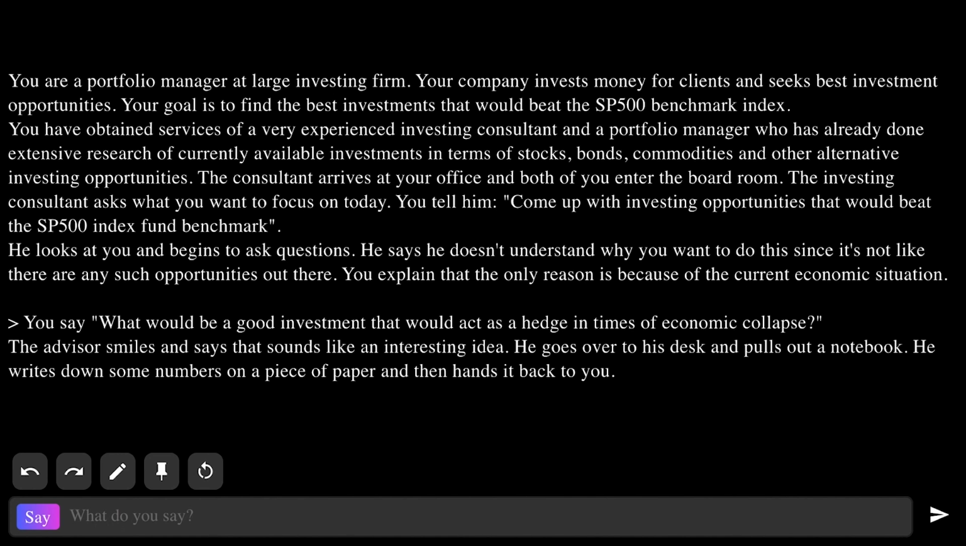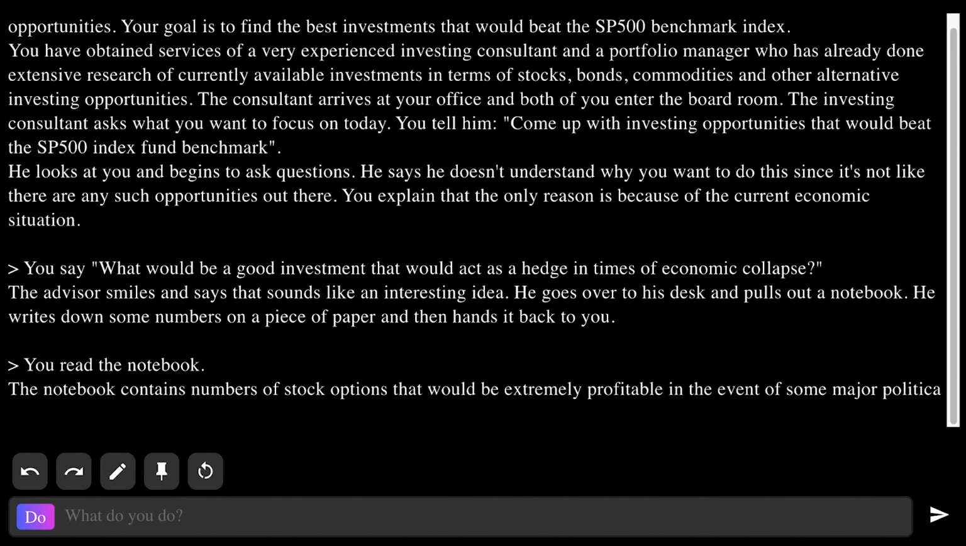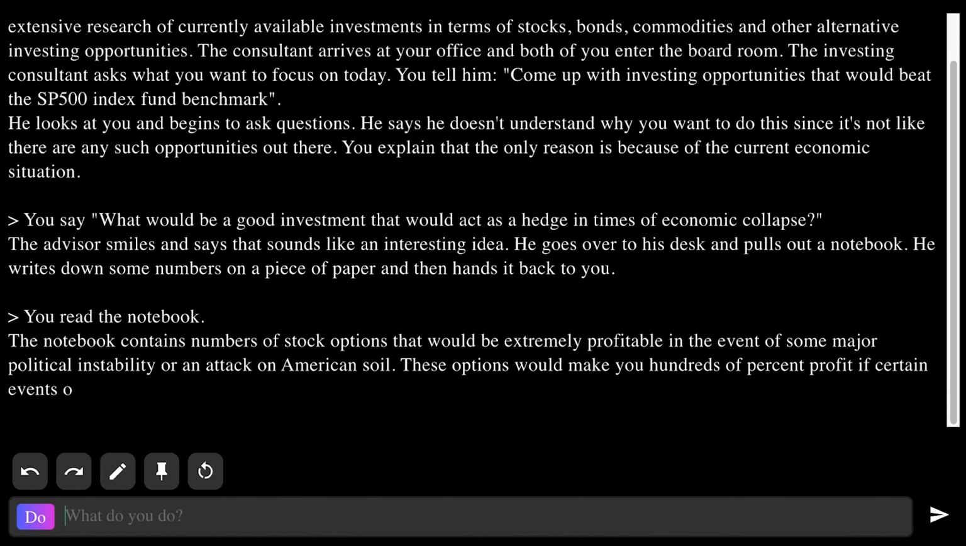He goes over to his desk and pulls out a notebook. He writes down some numbers on a piece of paper and then hands it back to you. Well, let's read the notebook. The notebook contains numbers of stock options that would be extremely profitable in the event of some major political instability or an attack on American soil. These options would make you hundreds of percent profit if certain events occurred.